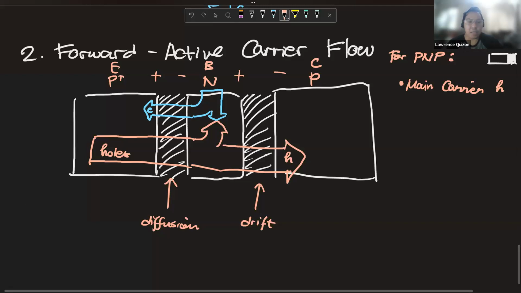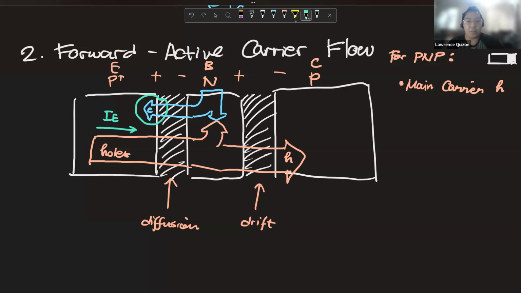So in-erase nila yung IE ko. Sige. Let's do the analysis again, no? Itong IE na to includes both itong electrons na to and itong holes na to, no? So that's IE. IC includes this thing, no? So itong whole current na to, that's IC, right? So then, IB is actually this current that is lost in the base through recombination, no?